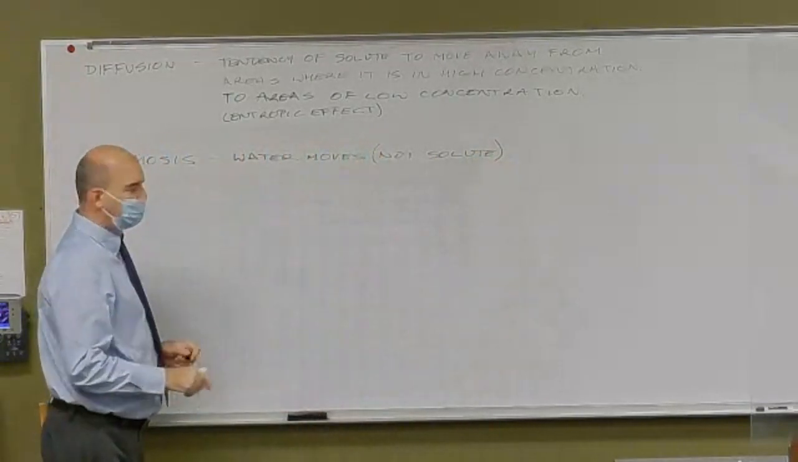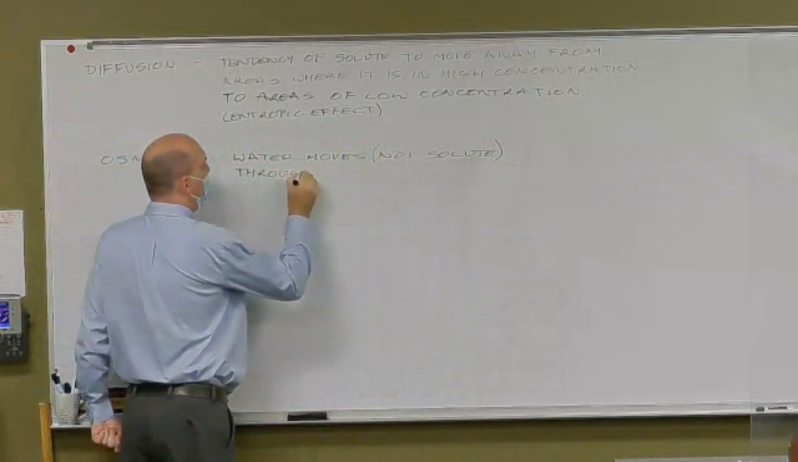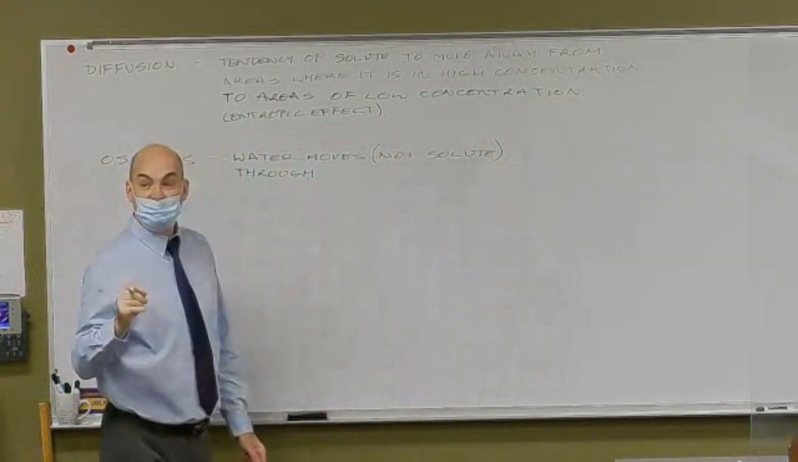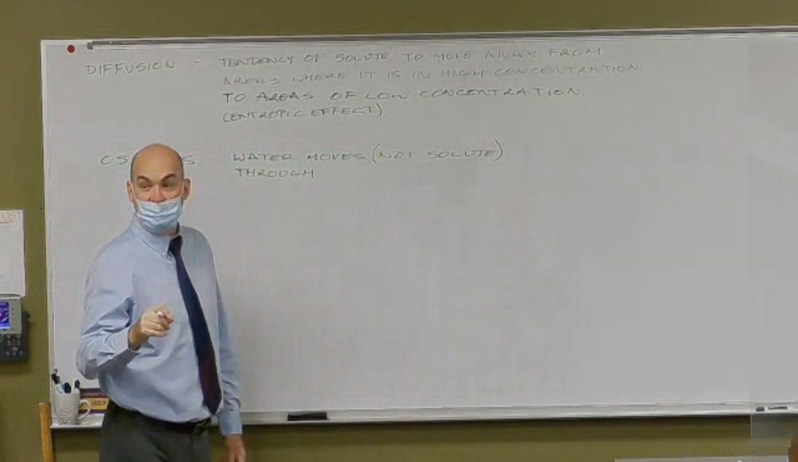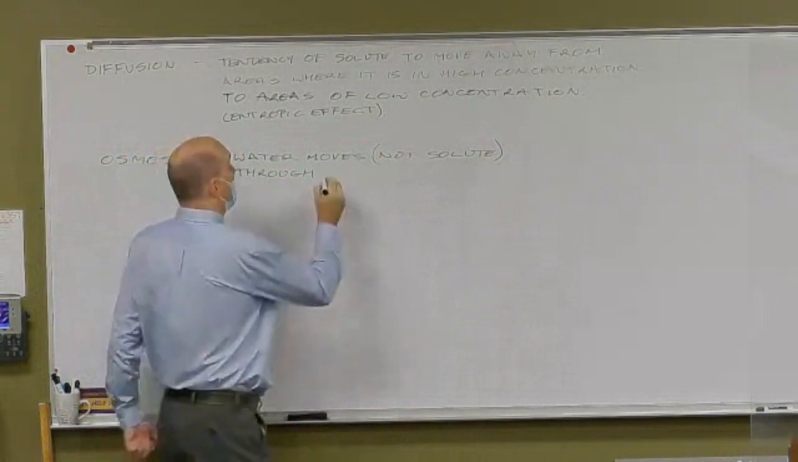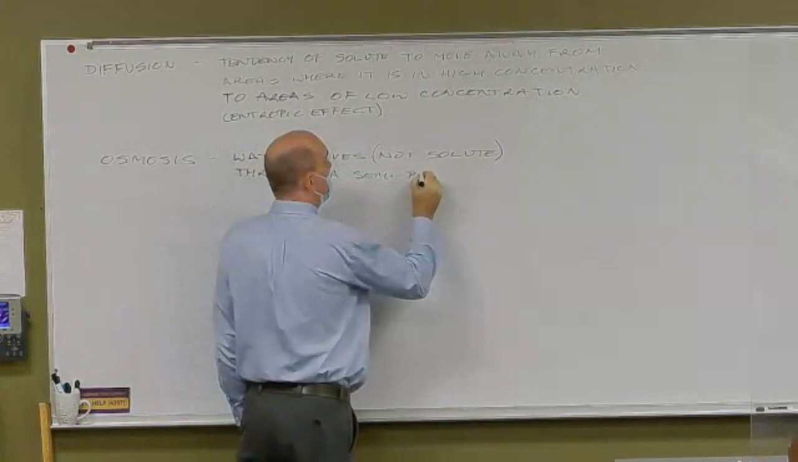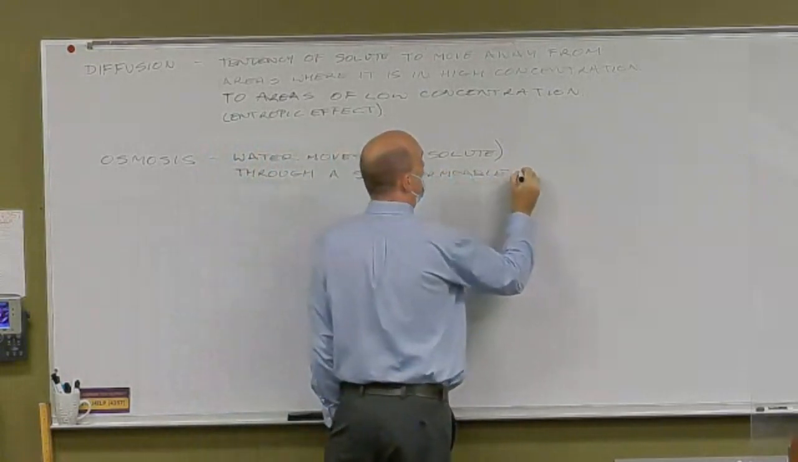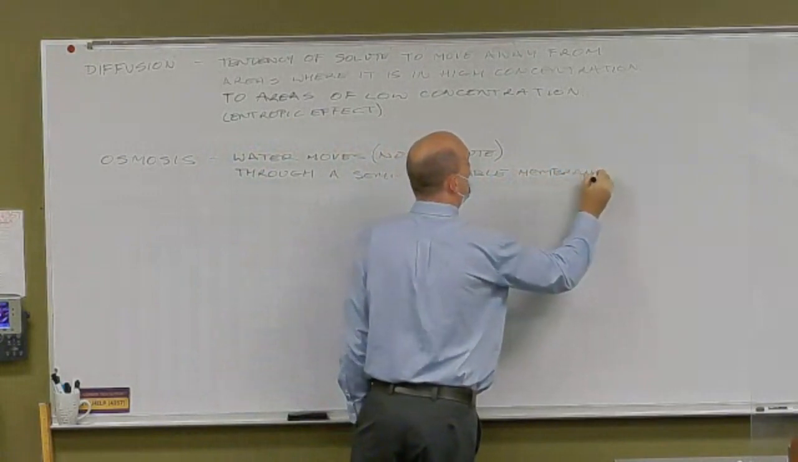And the second thing that's different is that there is a barrier. And this barrier lets some things through and blocks other things. So it's called a semi-permeable membrane. Okay.